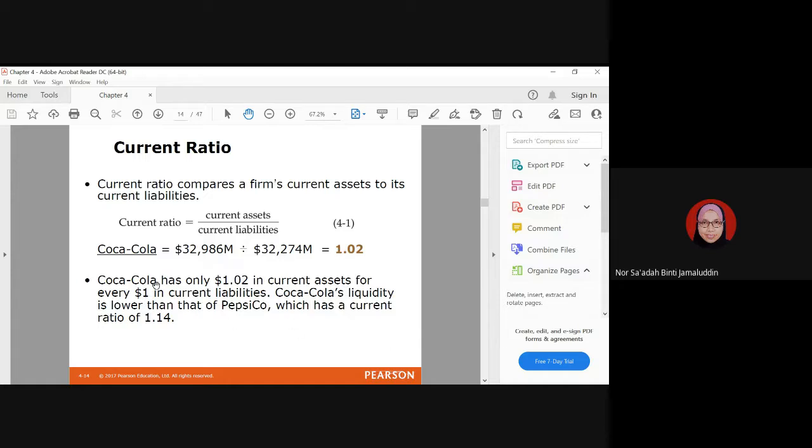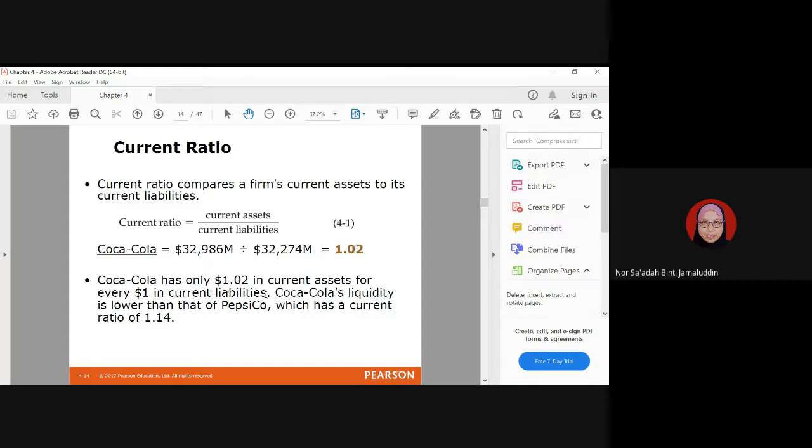So Coca-Cola has only 1.02 in current asset for every 1 ringgit in current liabilities. Coca-Cola's liquidity is lower than Pepsi's company, which has a current ratio of 1.14. Okay, this explains that for each 1 ringgit, setiap 1 ringgit dalam hutang yang awak tanggung, awak ada RM1.02 dalam current asset.